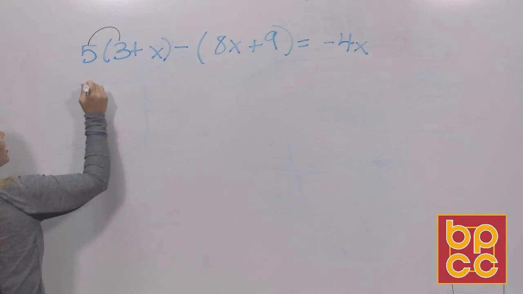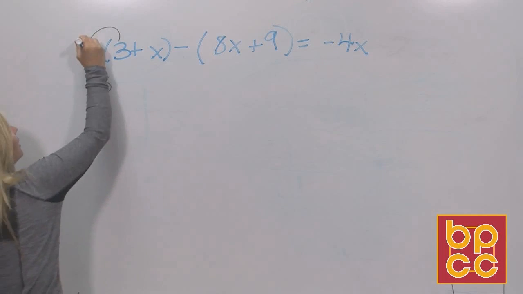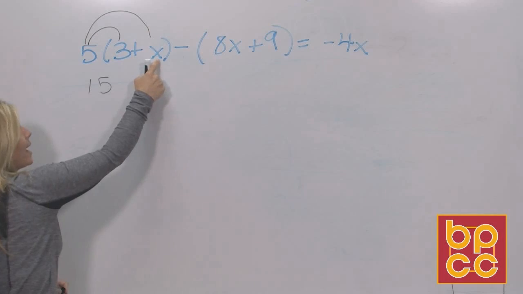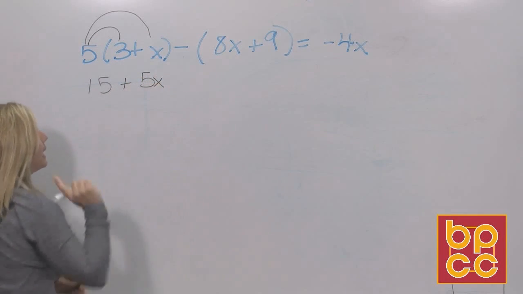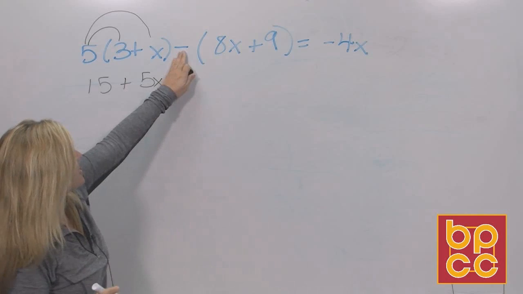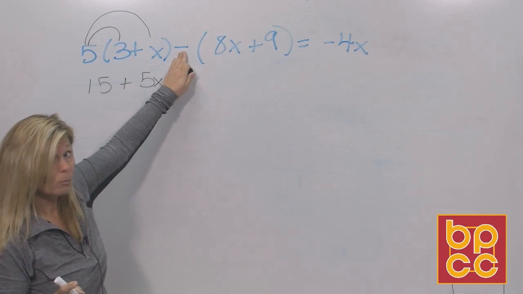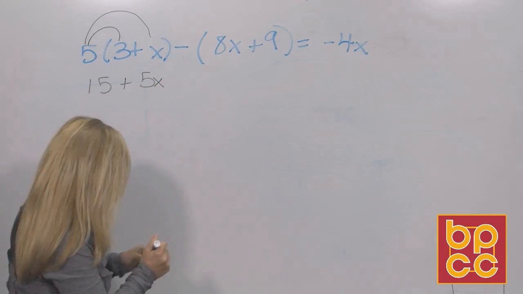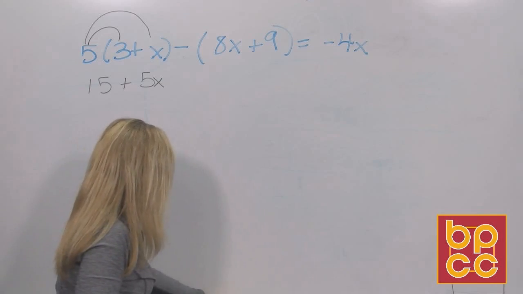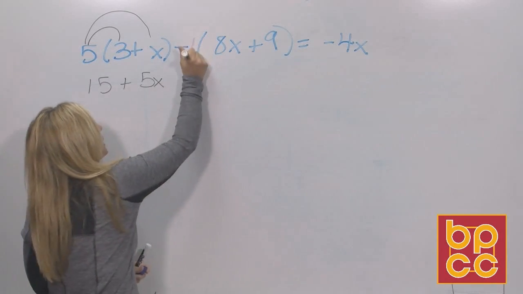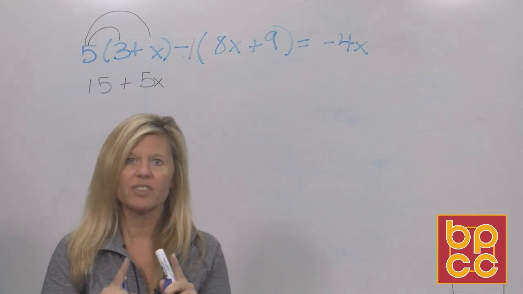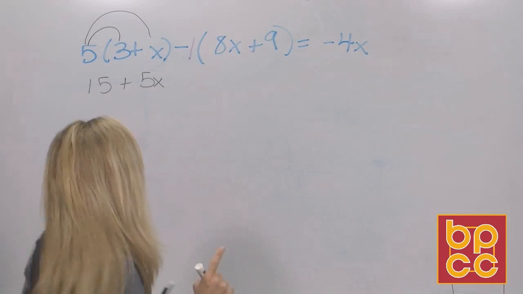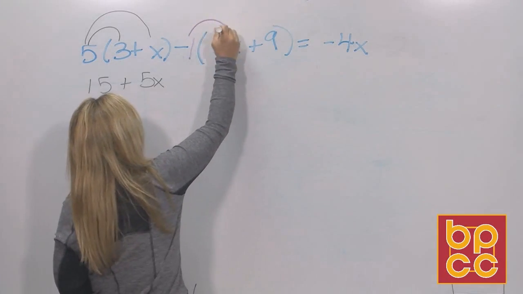5 times 3 is 15. 5 times 1x, remember there's an understood 1 there, would be 5x. Now here's where the boo-boo comes in. This says subtract. It's also understood that there is a number in front there. There is the number negative 1. So now here's where confusion comes in because you can think of this as 2 ways. You can think of this as distributing a negative 1.